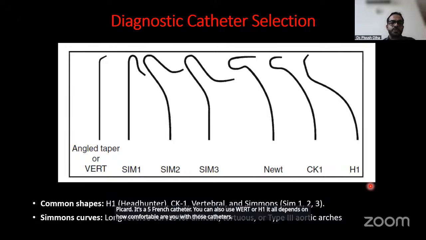When the arch is very tortuous, especially the type 3 aortic arches, you need to use a Simmons catheter. And then there's SIM1, SIM2, SIM3. And there are different ways in which you need to use them to cannulate different kinds of arteries.